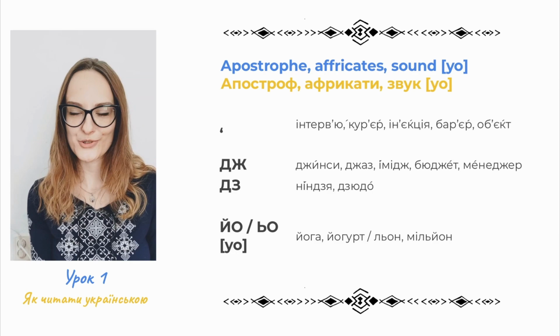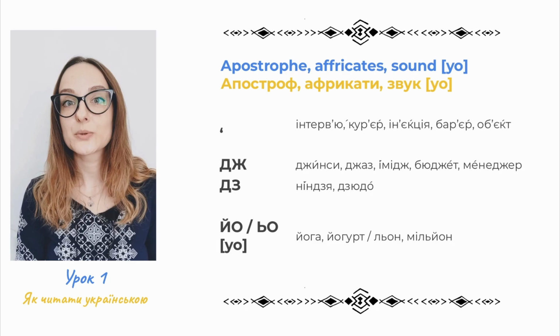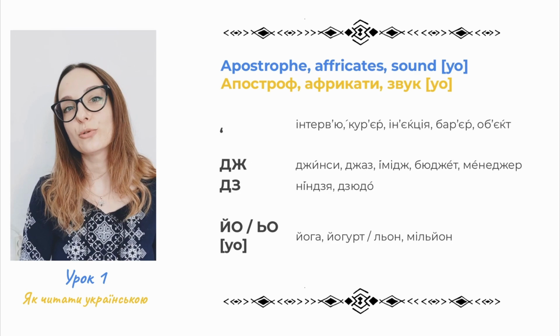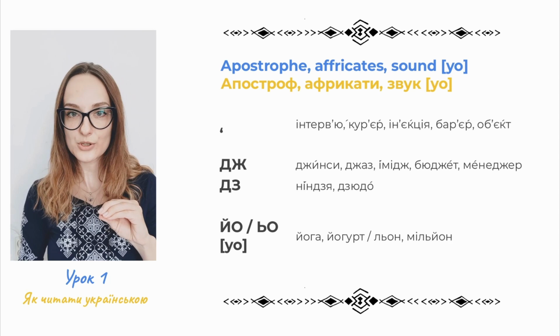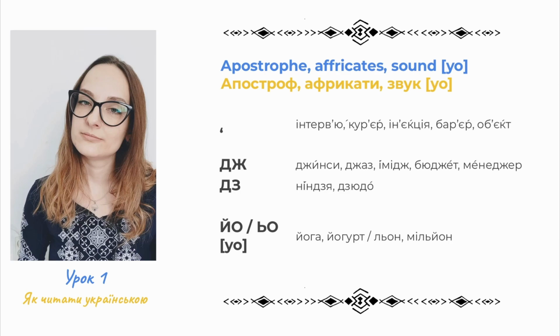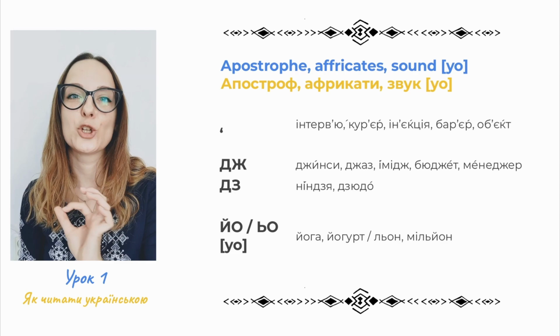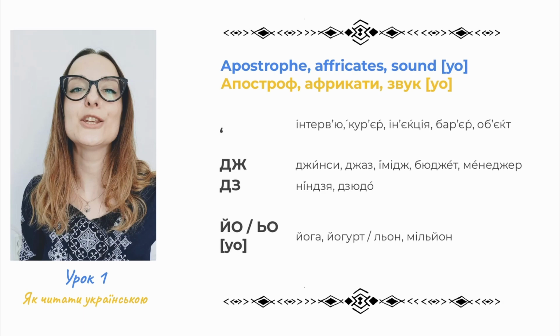Also, in Ukrainian language, we do not have a letter that describes the sound yo. Like, for example, in Russian, we have the letter ё. In Ukrainian, we don't, but we have this sound. And it can be expressed either with the combination of letters yot and o, йо, if the word begins with this sound. Or if you need the sound yo in the middle of the word or at the end, you will use the combination of soft sign and letter o. Like in the word льон. And especially you need to remember the word мільйон, million, where we have first a soft sign, and then the combination yot plus o that expresses the sound yo. Мільйон, a million.